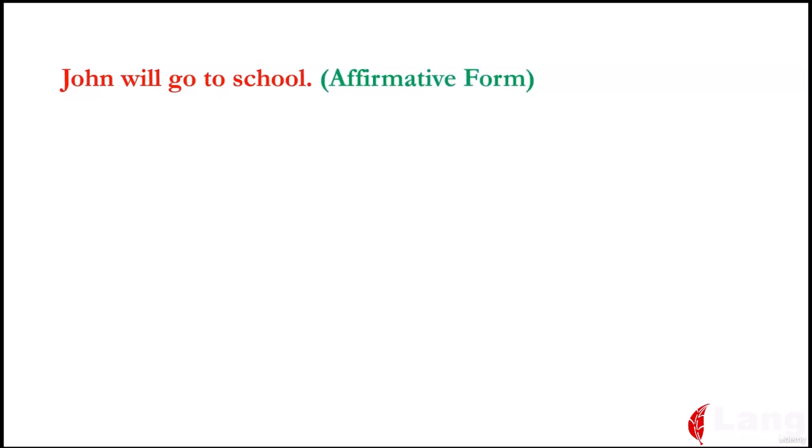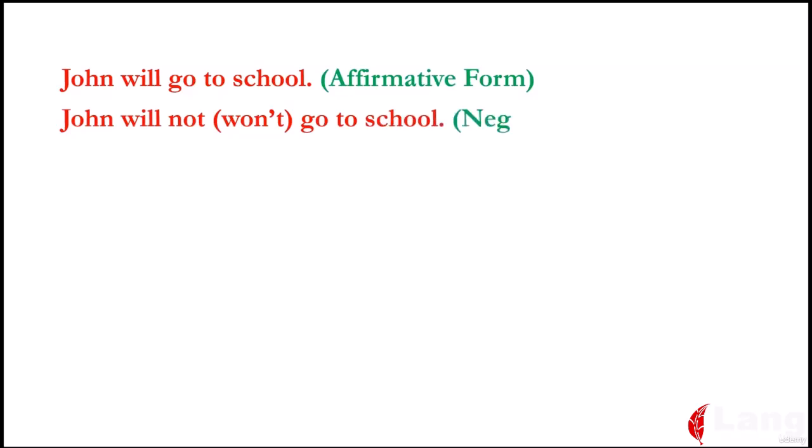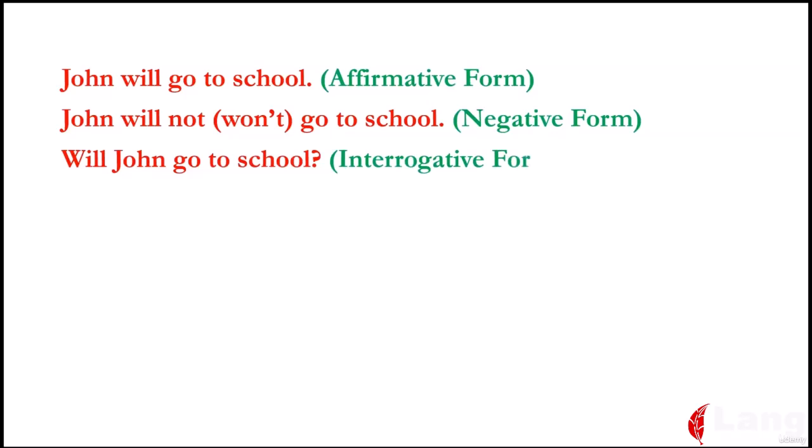Examples: John will go to school. This is the affirmative form. John will not go to school. This is the negative form. Please notice that you can use the contraction won't instead of will not. The interrogative form is will John go to school?